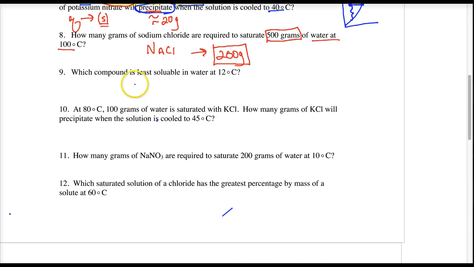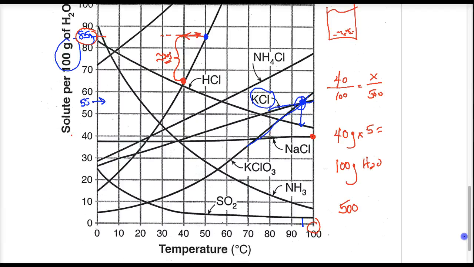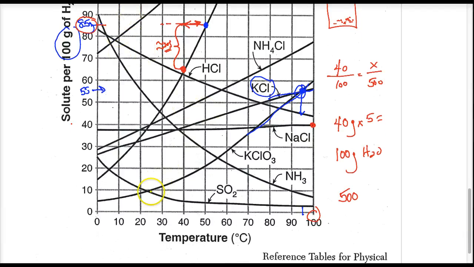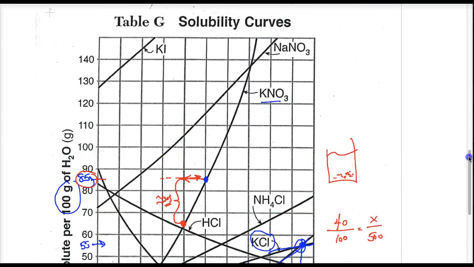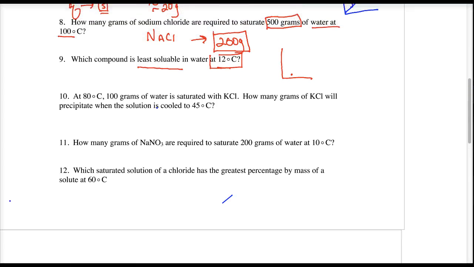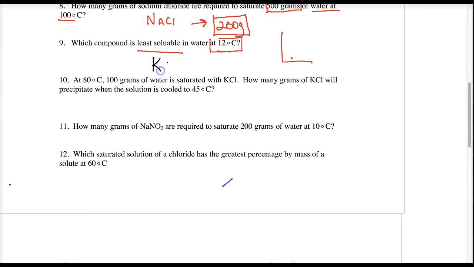Which compound is the least soluble in water? Least soluble means who's got the lowest line at 12 degrees Celsius. So let's go to the graph and see who's the least soluble at 12 degrees. This is about 12 degrees right here. So which line is the least soluble? It looks to me at 12 degrees, the lowest line is going to be potassium chlorate. It doesn't really matter about the water because they'll all be the same. So at 12 degrees, potassium chlorate, KClO3, is the least soluble.